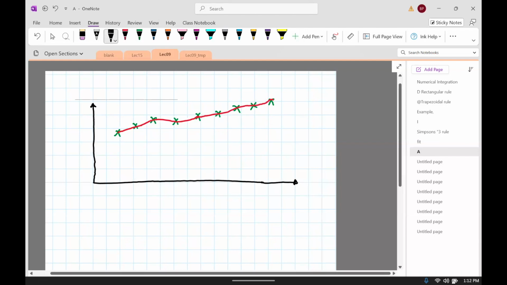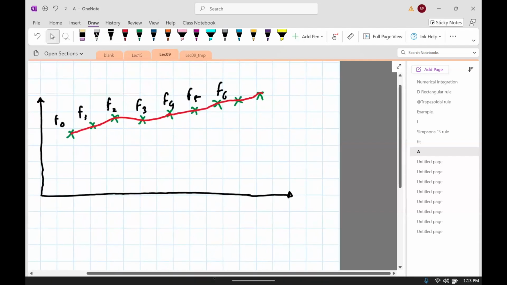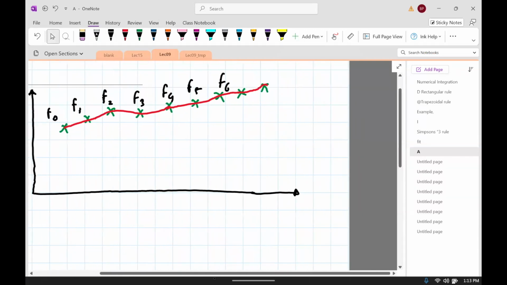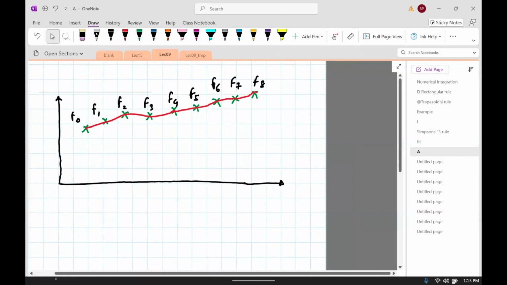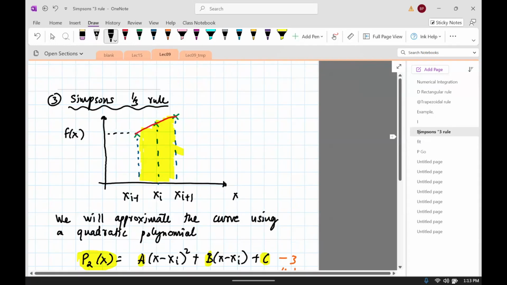Okay, so this is F0, F1, F2, F3, F4, F5, F6, F7, F8. Okay, so what we are doing here is look at what we have achieved by using just 3 points.